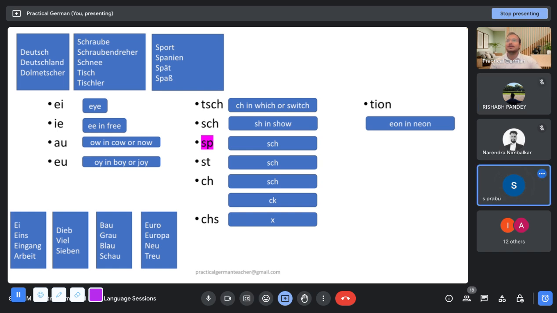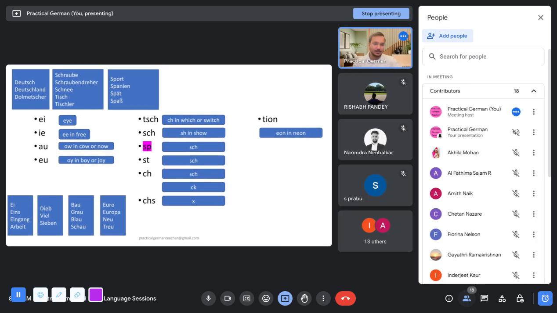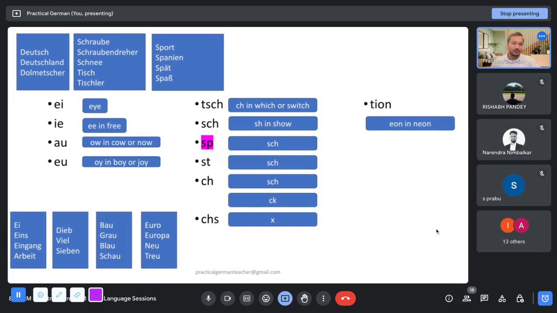Again, it can mean other things as well, but fun is a good thing to remember for Spaß. Now, thank you very much, Prabhu. I will request someone else to come up. The reason is I just want to make sure that everybody gets a chance to speak. Maybe Chetan, do you feel like talking? Okay, go ahead, please.